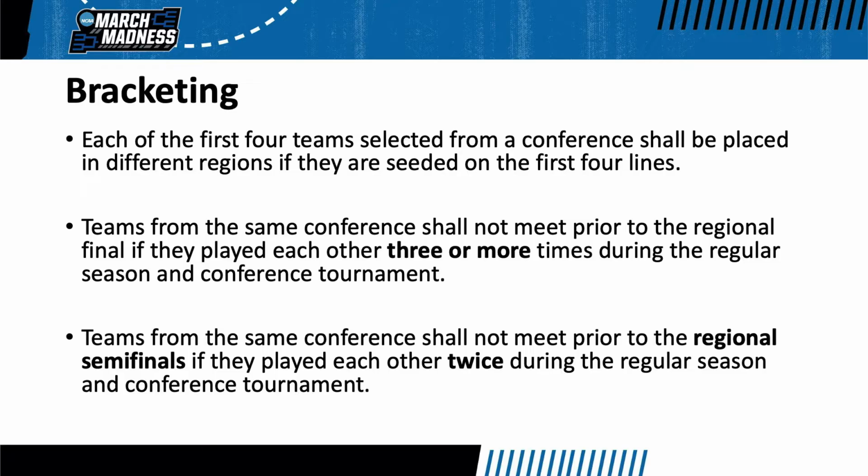Here are some of the important bracketing principles. Each of the first 4 teams selected from a conference shall be placed in different regions if they are seated on the first 4 lines.